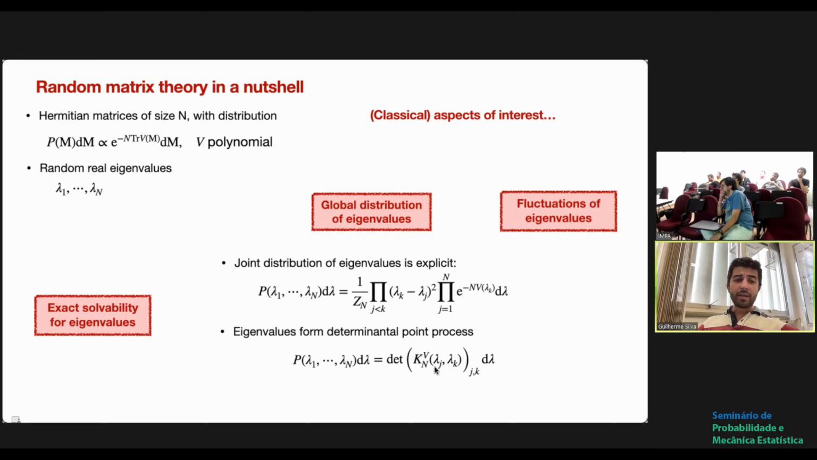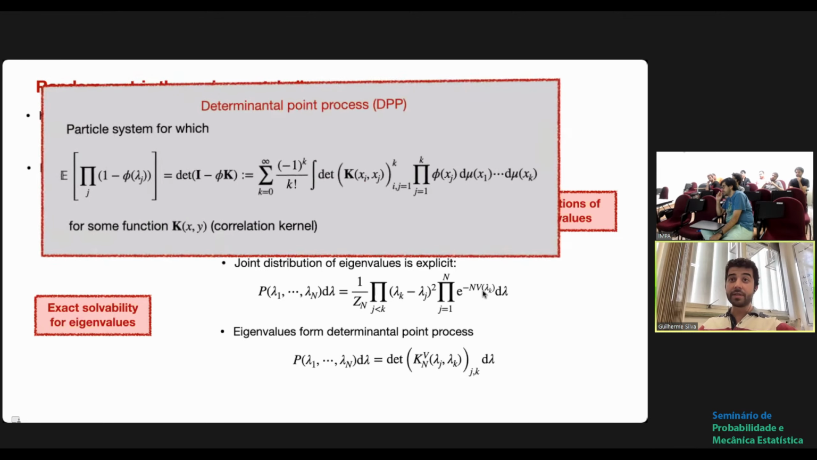But the core information I want to tell you about is that essentially you're encoding everything on your eigenvalues in this function of two variables, with the caveat that you still have to handle a determinant of size n by n. But anyway, everything now boils down to a function of two variables. And the fact that you can write down this joint distribution, this determinantal form, expressing everything in terms of a function of two variables, is what we mean when we say that the eigenvalues are a determinantal point process.